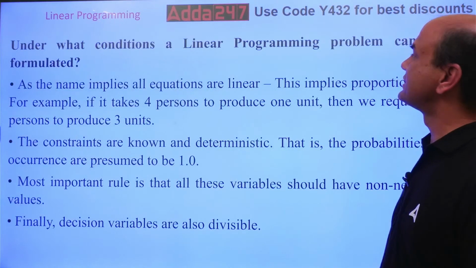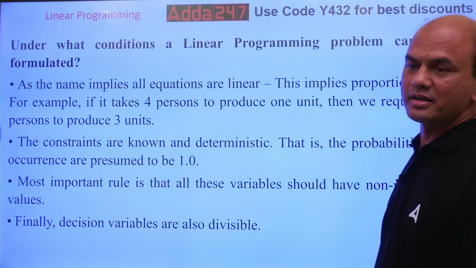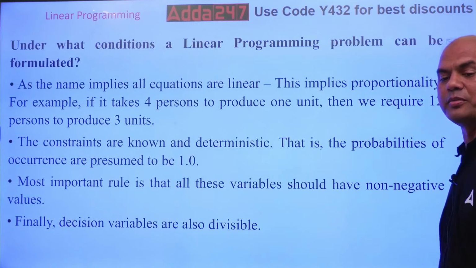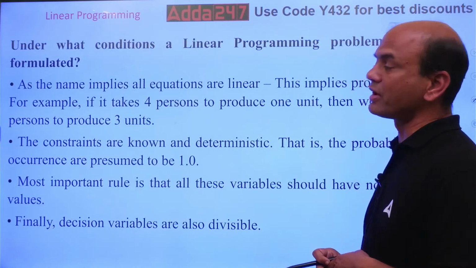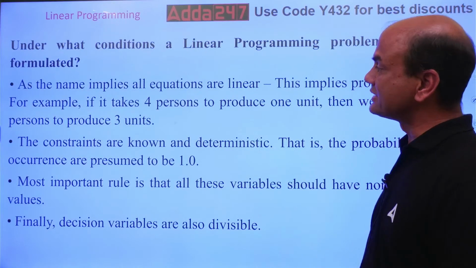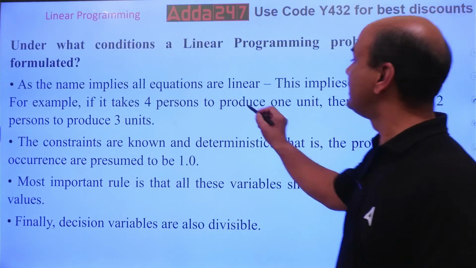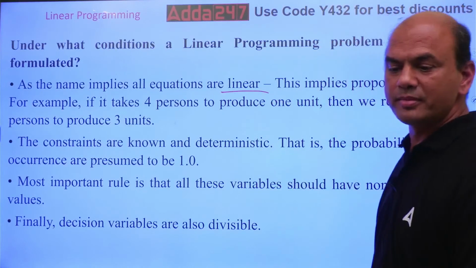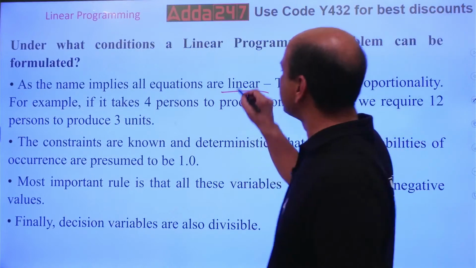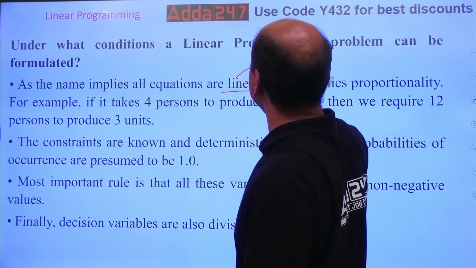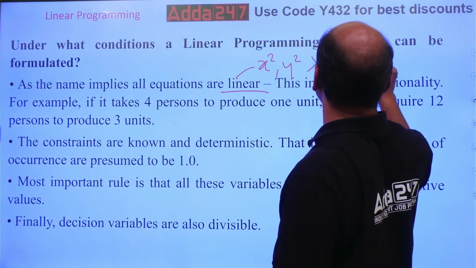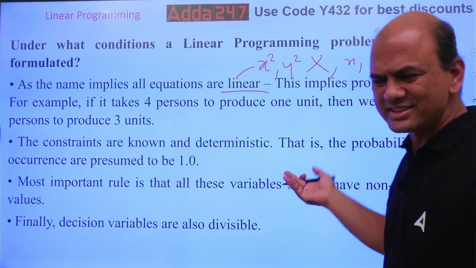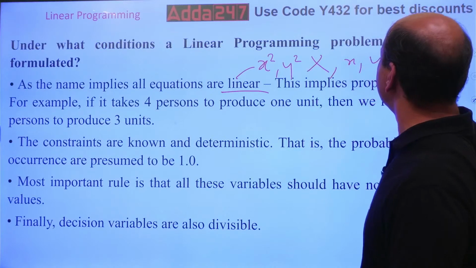Under what conditions LPP problem can be formulated? So how can you formulate? Formulate means how can you write it? What are the important requirements? As the name implies, all the equations are linear. What do you mean by linear? You can't have x square over here. X square, y square, not allowed. It can be only x, y. Even z. Z is also allowed, but everything is degree 1.